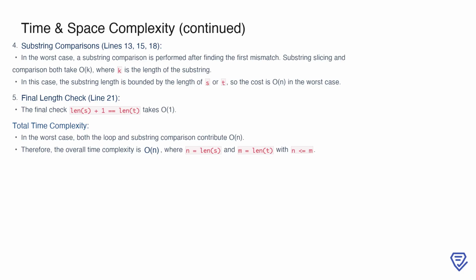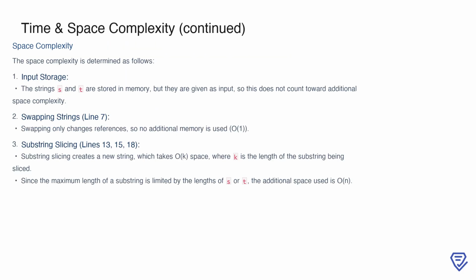When we sum up all these contributions, the dominant terms are the loop and the substring comparison, both of which are O(n). Thus, the total time complexity of this optimized solution is O(n), where n is the length of the shorter string. Turning to space complexity, the analysis is straightforward.